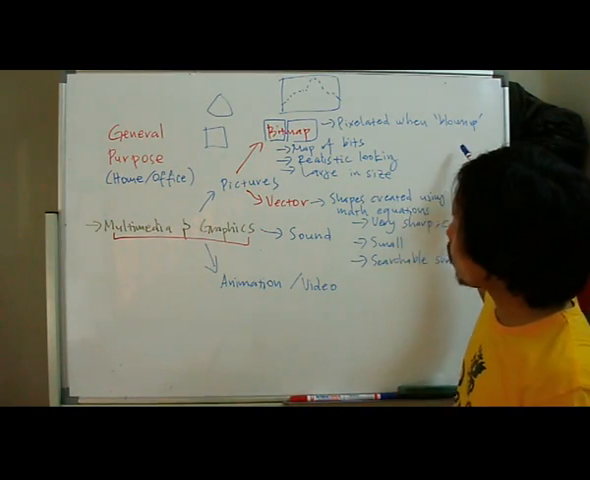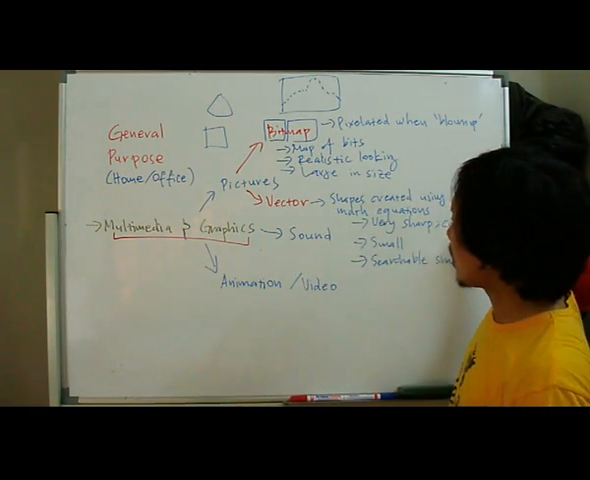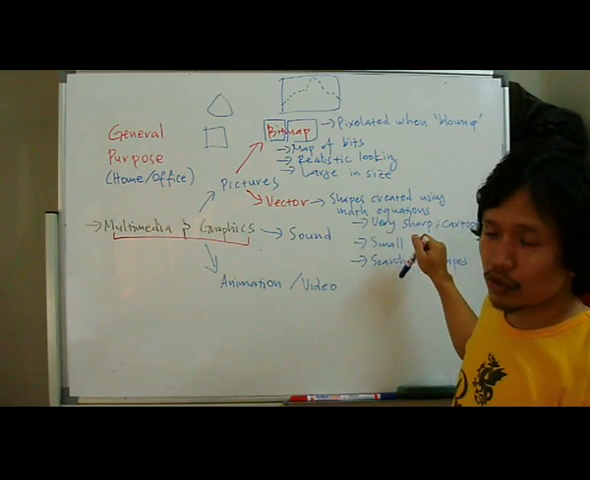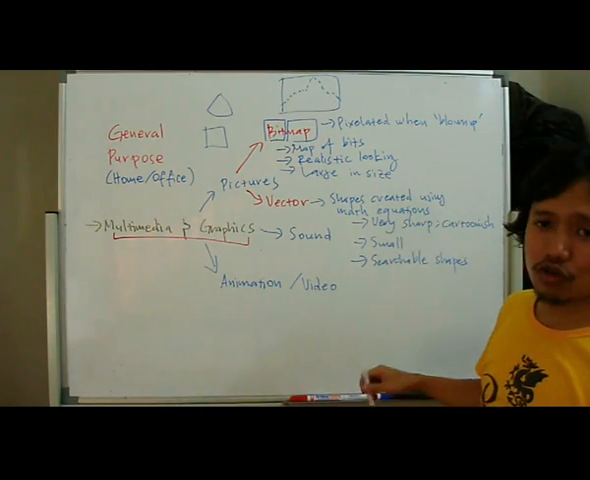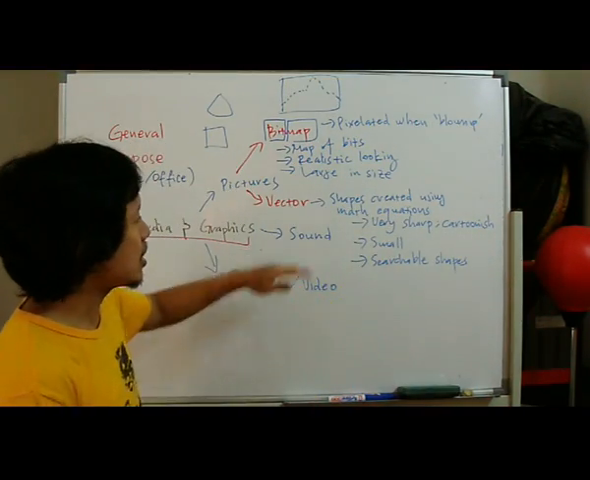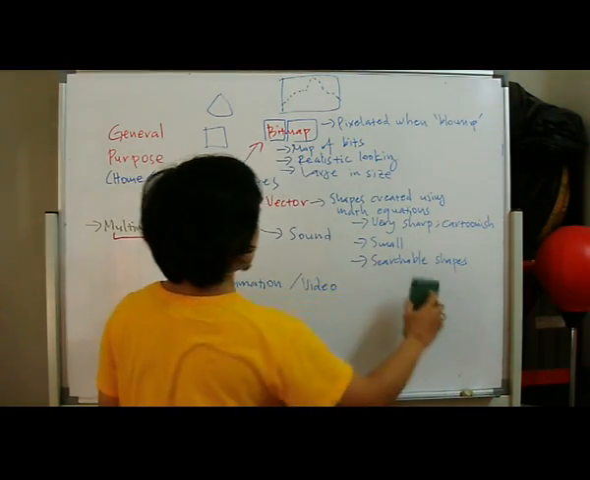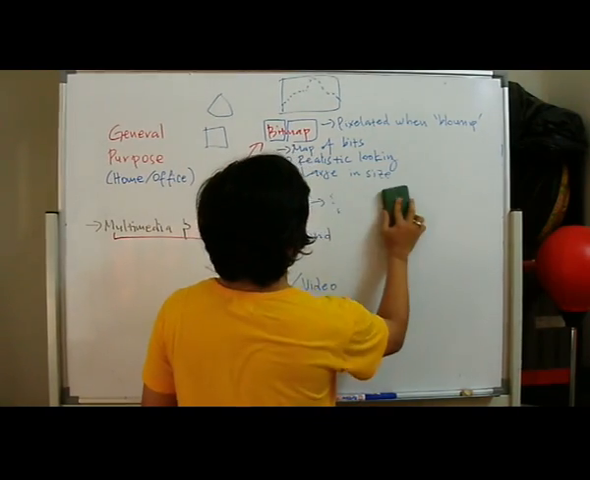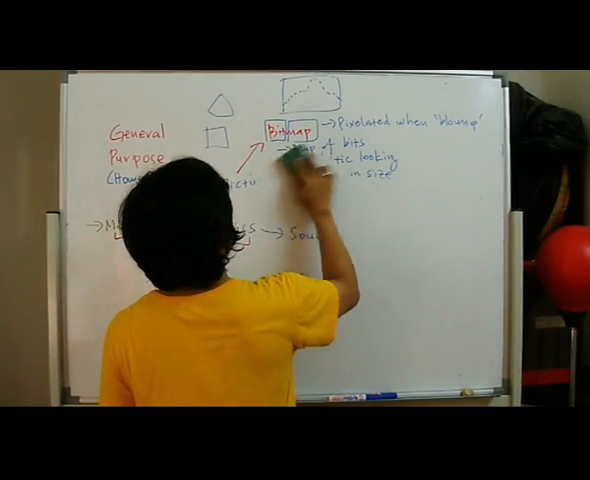So if you want realistic images, you go with bitmap. Otherwise, you go with vector. This is when you deal with designs and so on. Next is sound. So I'll get rid of all of these things. Hopefully, you write that in your notes. Pictures is done.